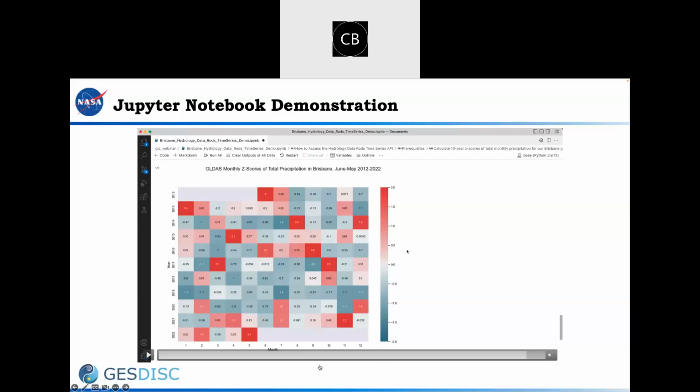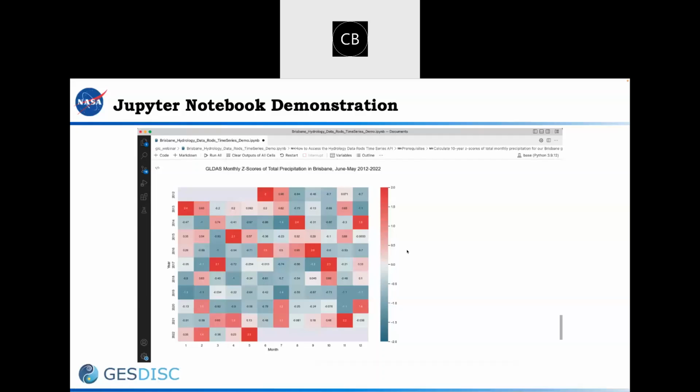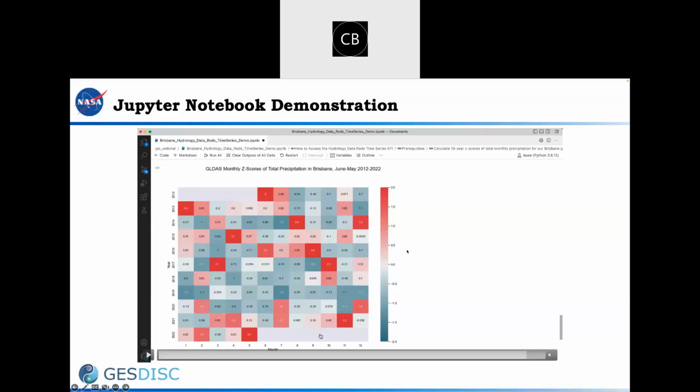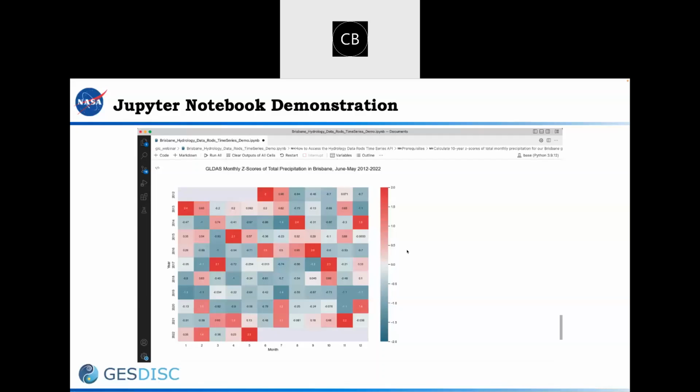And if we look at this from the standpoint of our 2022 floods in Australia, you can see that they had consistently higher than average precipitation by month. And even up to May, we did have very anomalously high precipitation compared to the last 10 years.